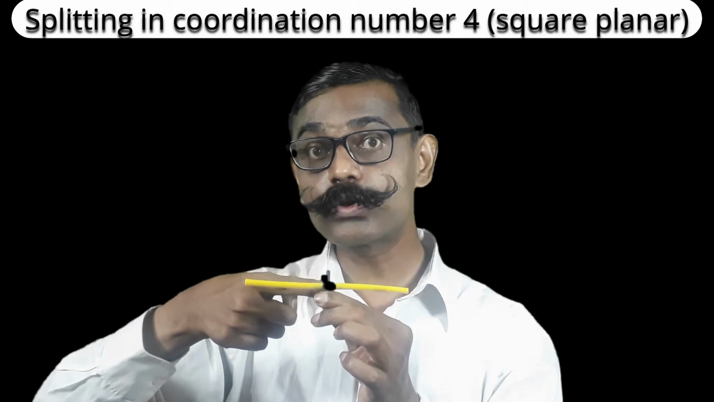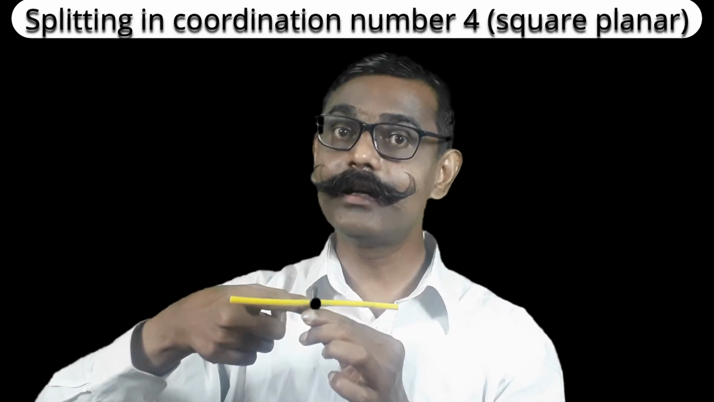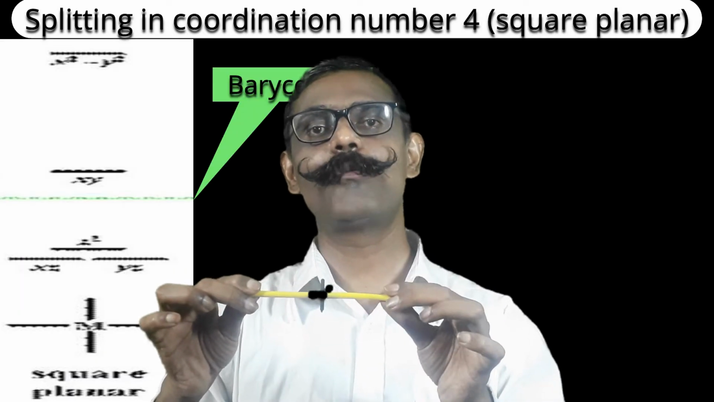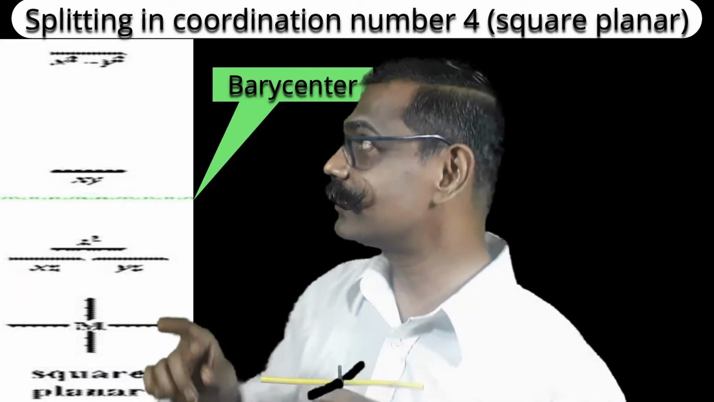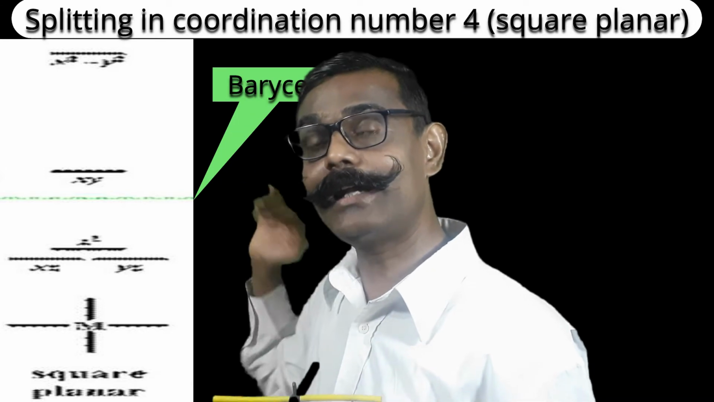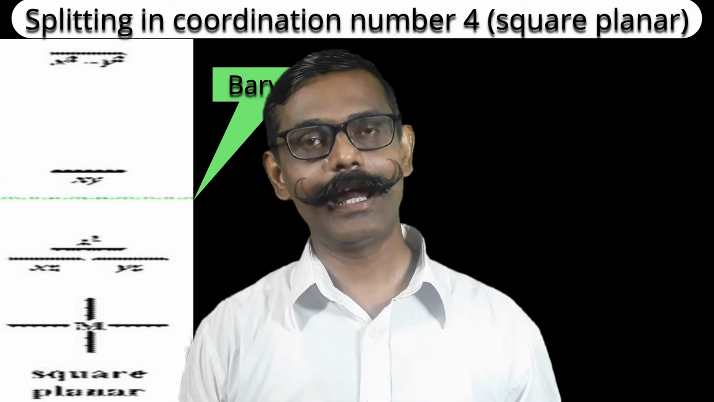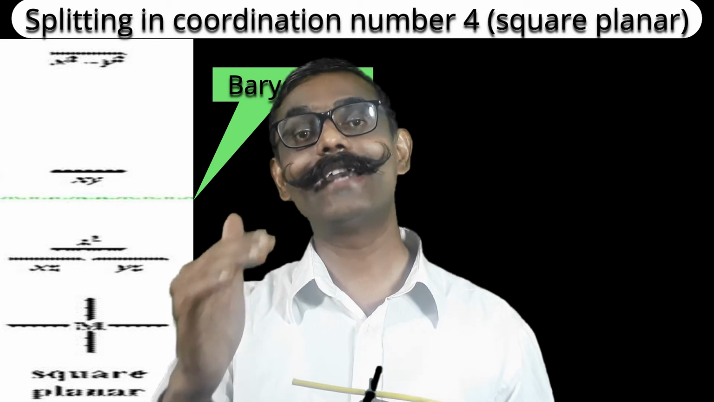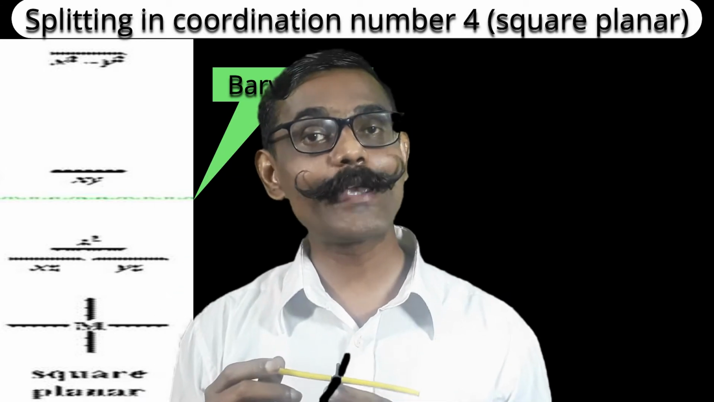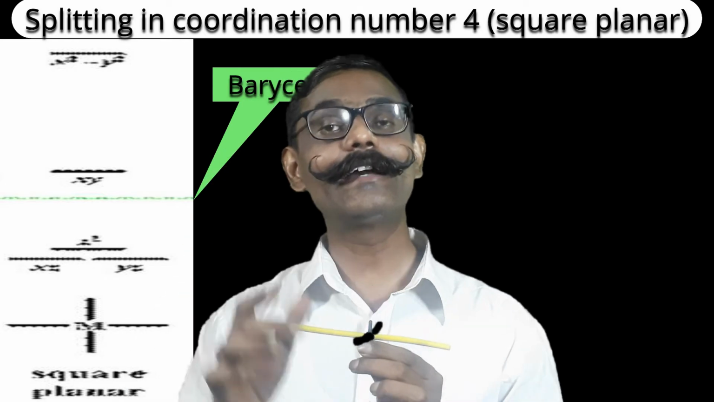So among these two, which orbital will increase in energy? Yes, the dx square minus y square orbital will increase in energy. See, that is the highest energy orbital, dx square minus y square. Below that is the dxy orbital. And in order to maintain the barycenter the same, the other orbitals, that is the z component possessing orbitals, will decrease in energy.